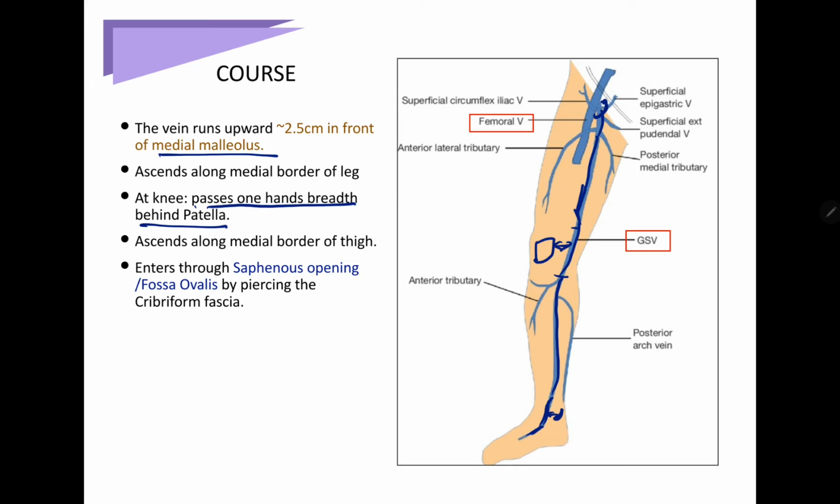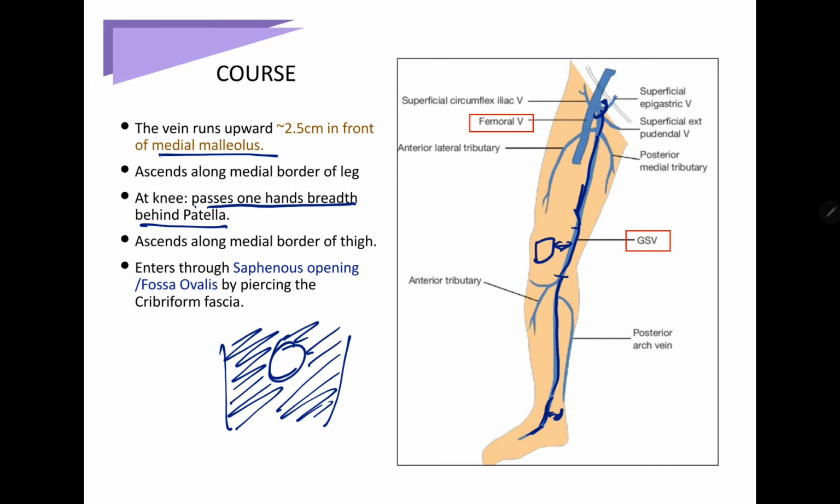The Saphenous Opening is a defect in the deep fascia. So just imagine this is the leg and there is a deep fascia, right? So it's like a stocking which has a hole in it, okay. So deep to it are the deeper vessels like the femoral vein. The Great Saphenous Vein runs in the superficial fascia. The femoral vein lies deep to it, right? So the Great Saphenous Vein will pass through this opening to drain into the femoral vein.